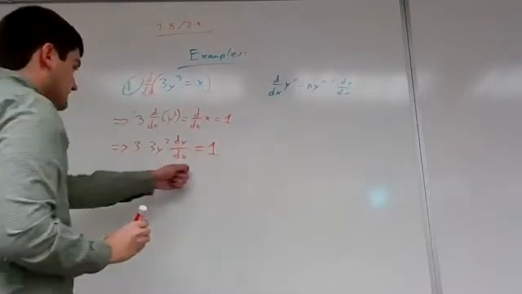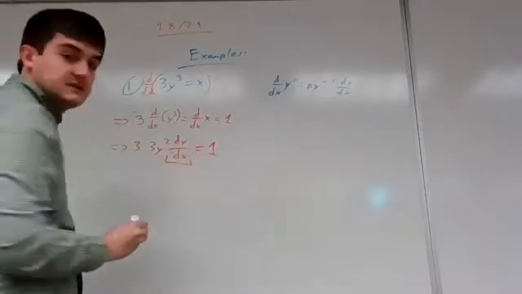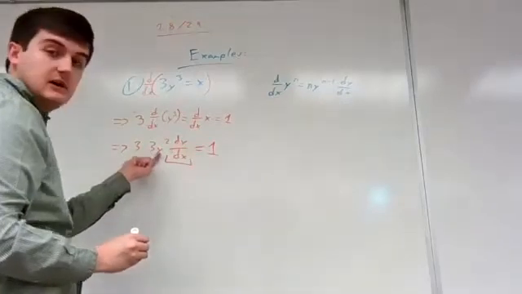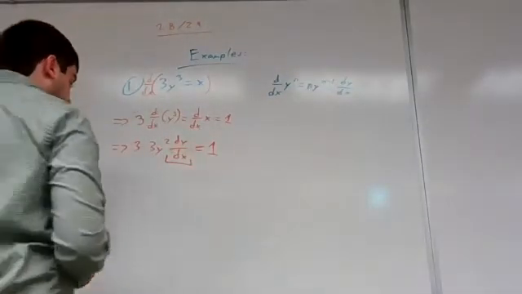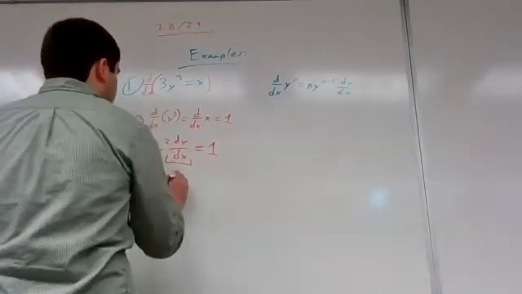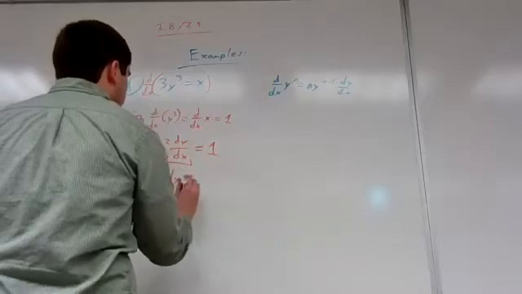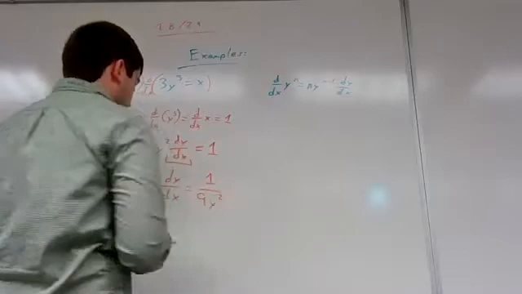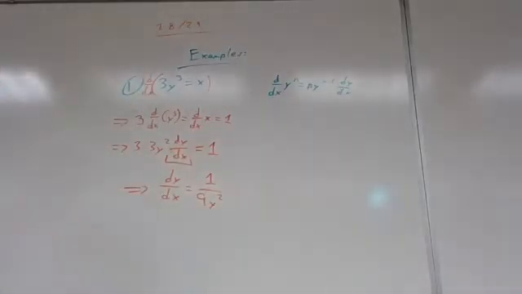Okay, so then I want to find the derivative, of course. So I divide both sides by what's here, which is the same thing as 9y squared, and that's going to give us that dy over dx is equal to 1 over 9y squared.